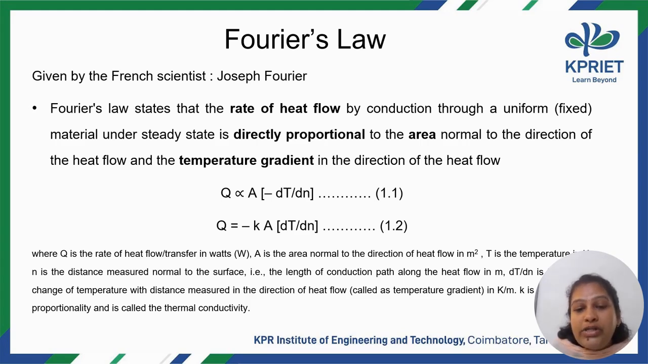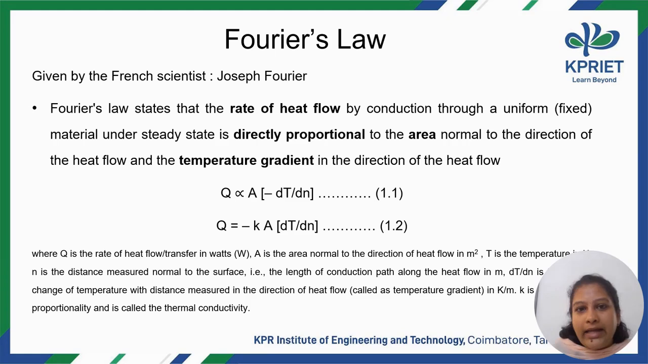You can see in equation 1.1 that the temperature gradient dT by dn is given a negative symbol. Do you know why the symbol is negative? It is mainly because as the distance increases, the temperature usually decreases. In order to remove the proportionality symbol in equation 1.2, we replace proportionality with a constant called k, that is thermal conductivity. Thermal conductivity is a property of a material to conduct heat.